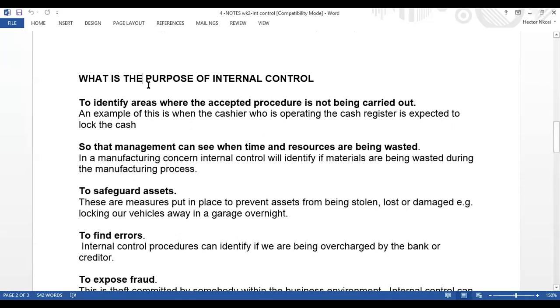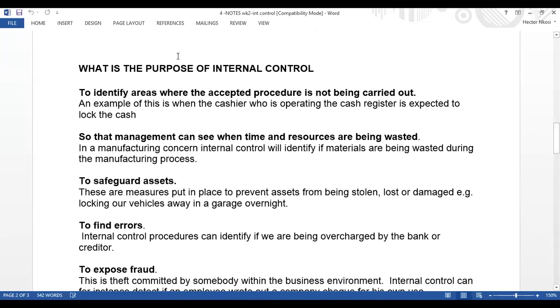Now, here we are talking about the purpose of the internal control. What is the purpose? Why must we implement an internal control? What is the reason? Basically, the other word for purpose is reason. What is the reason for a business to have an internal control? Firstly, it is to identify areas where the accepted procedure is not being carried out. For example, the cashier who is operating the cash register is expected to lock the cash. So that's one of the internal controls, right?